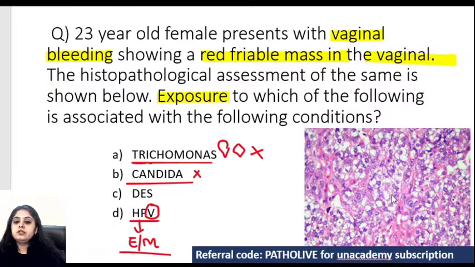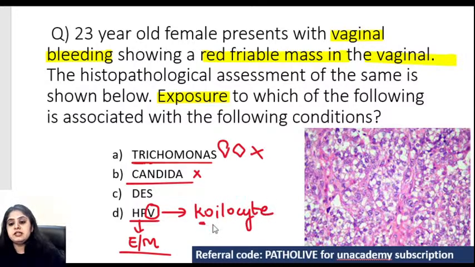So why did all of you think that? Because maybe you thought that the virus isn't visible, but its change is visible. I can see the change caused by it. That is, I can see the coilocyte.